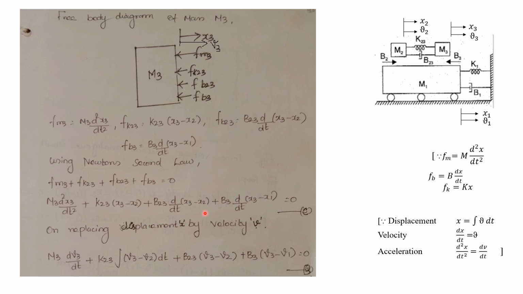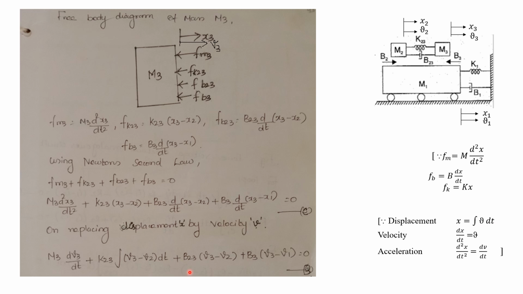Now here what we have to do? We have to replace the displacement by velocity. For that we have the relation here. M3 into d square x3 by dt square will be dv3 by dt. Then K23, that's a constant, times x3 minus x2. Simply, x can be written as integral v dt. So here we have to write integral of v3 minus v2 dt.